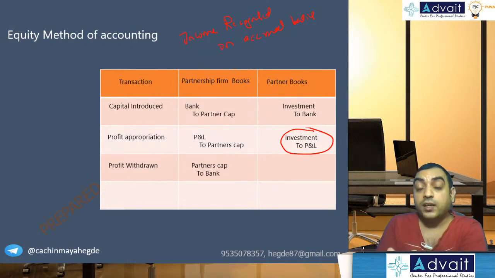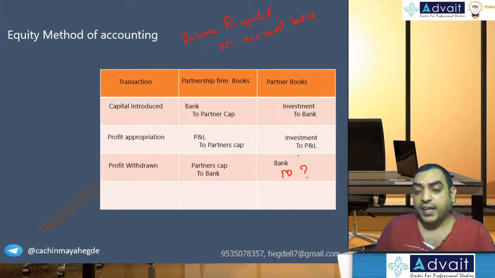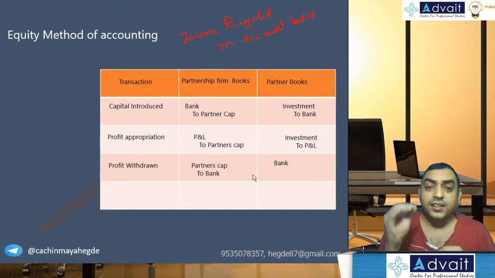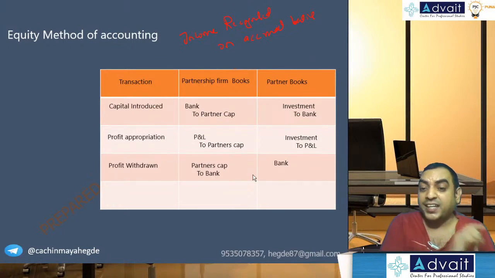Now, what will the partner pass? He is receiving, so bank account debit. Can you tell me what will be the credit? Will he transfer it to P&L account? When the partner receives the share of profits from the firm, will he transfer it to P&L?